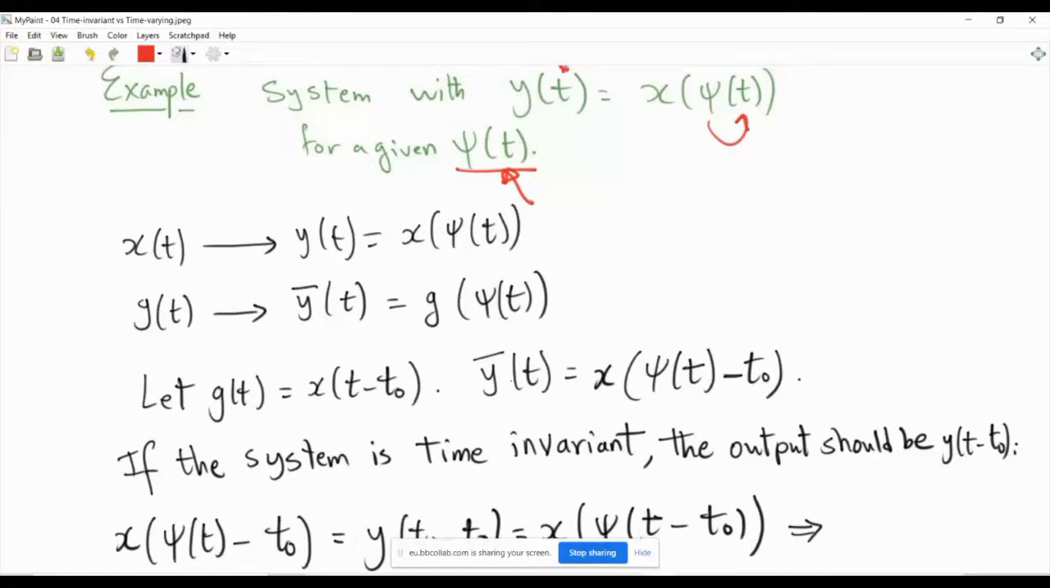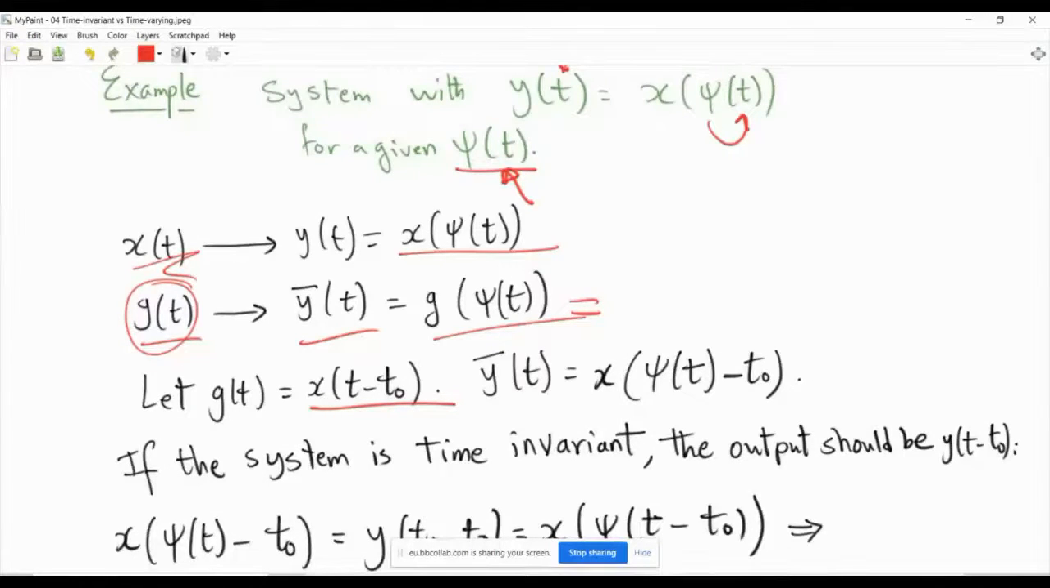If the system is given x of t, it will respond with y of t, which is x of psi of t. Give this system g of t as another input, it will respond with y bar of t, which is g of psi of t. This system will always do this, again, by definition, by how it is characterized. Now, to study time invariance, this other input, g of t, we will take it to be the time-shifted version of x of t, which is x of t minus t0. So what will be the output?